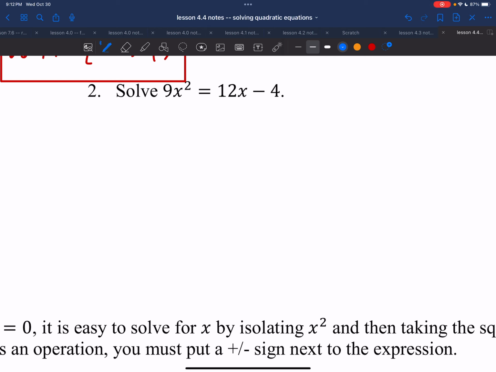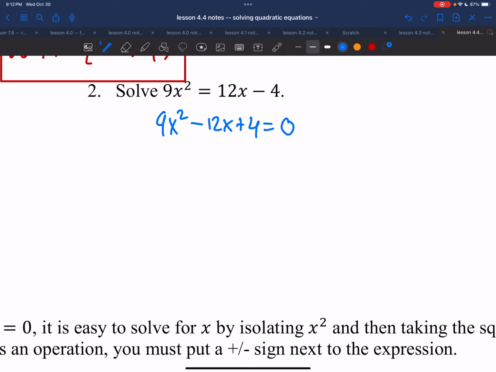Remember that I can only use the zero product property if it's set equal to 0. So I'm going to start by doing that, setting it equal to 0, like so. And if you want, you could pause the video and try to factor it for yourself. There are a multitude of ways you could do it.